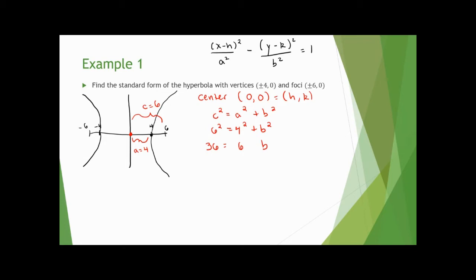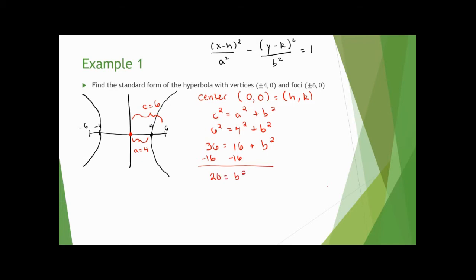6 squared is 36. 4 squared is 16. So I have 16 plus b squared. And so now I want to solve for b squared. So I'm going to subtract 16 from both sides. And I get 20 is equal to b squared.